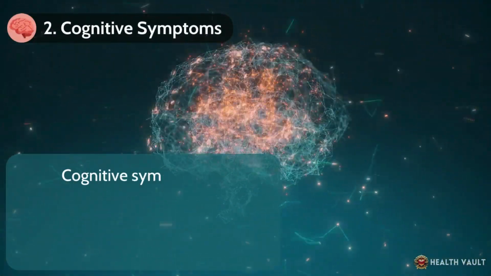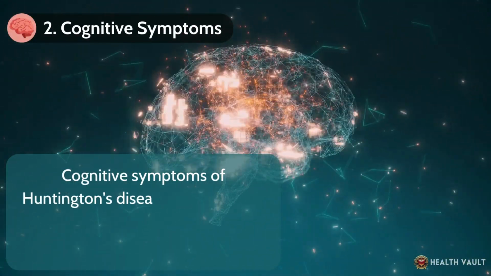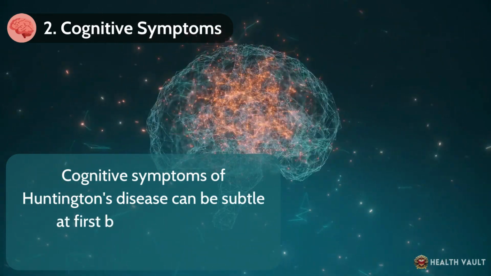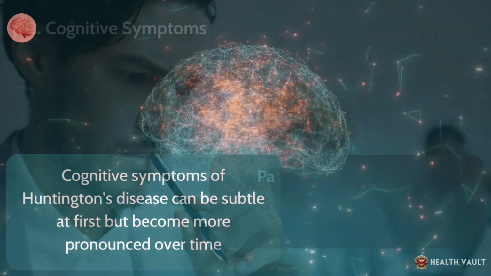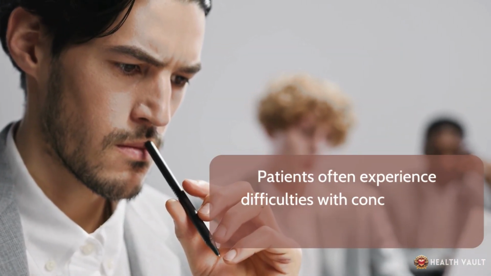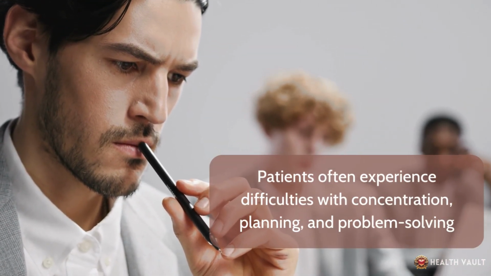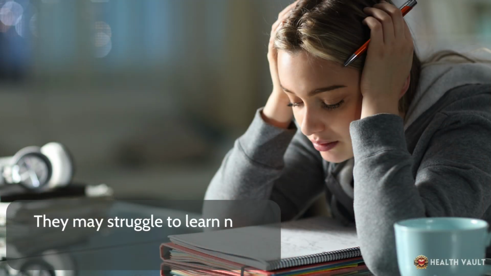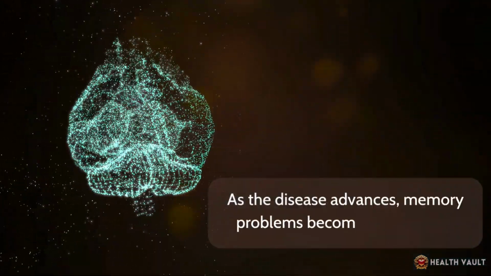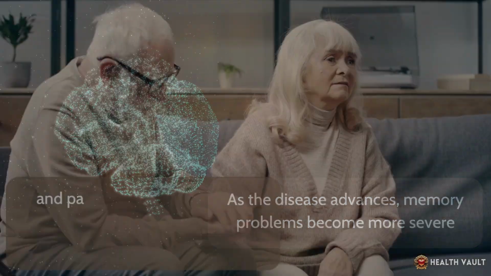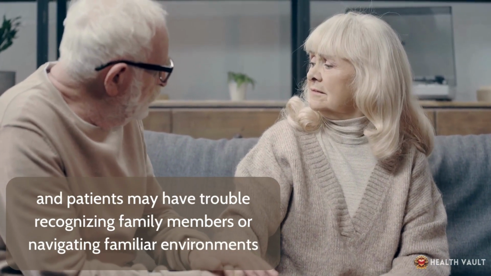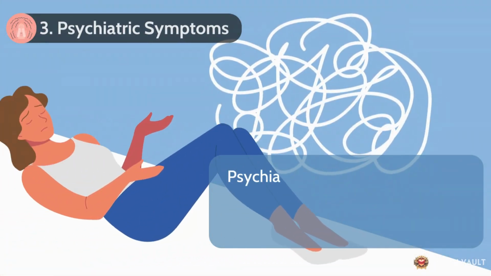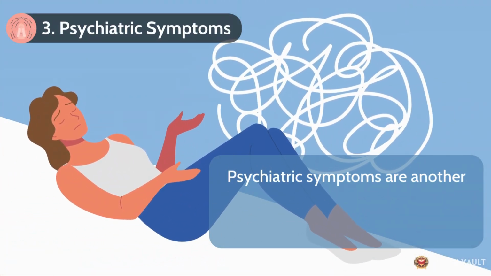Number 2. Cognitive symptoms. Cognitive symptoms of Huntington's disease can be subtle at first but become more pronounced over time. Patients often experience difficulties with concentration, planning, and problem solving. They may struggle to learn new information or multitask. As the disease advances, memory problems become more severe, and patients may have trouble recognizing family members or navigating familiar environments.